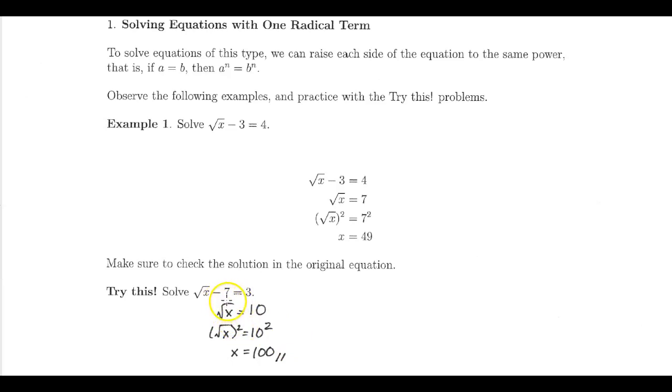So here we can add 7 to both sides, and we get the square root of x equal to 10. Then we can square both sides, and squaring the square root of x gives us x. 10 squared is 100. If we check that, the square root of 100 is 10, and 10 minus 7 is 3.